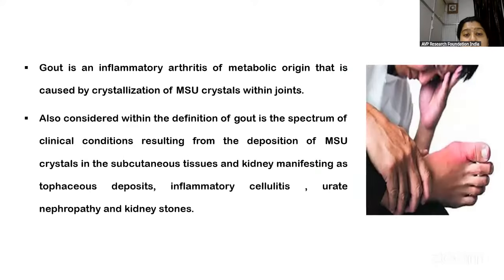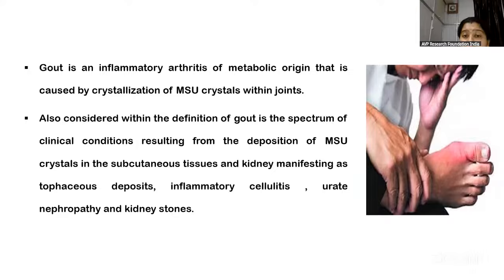Gout is an inflammatory arthritis of metabolic origin that is caused by crystallization of MSU crystals within the joints. Also considered within the definition of gout is the spectrum of clinical conditions resulting from deposition of MSU crystals in the subcutaneous tissues and kidney, manifesting as tophaceous deposits, inflammatory cellulitis, kidney stones, and so on. So, gout is nothing but an example of inflammatory arthritis.